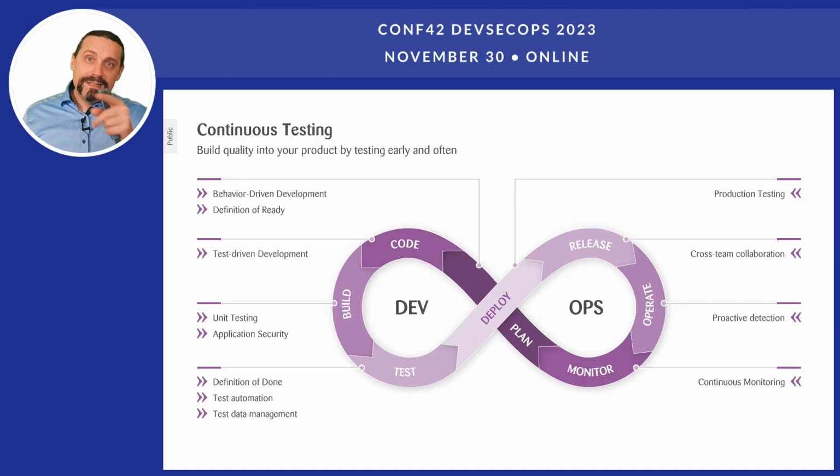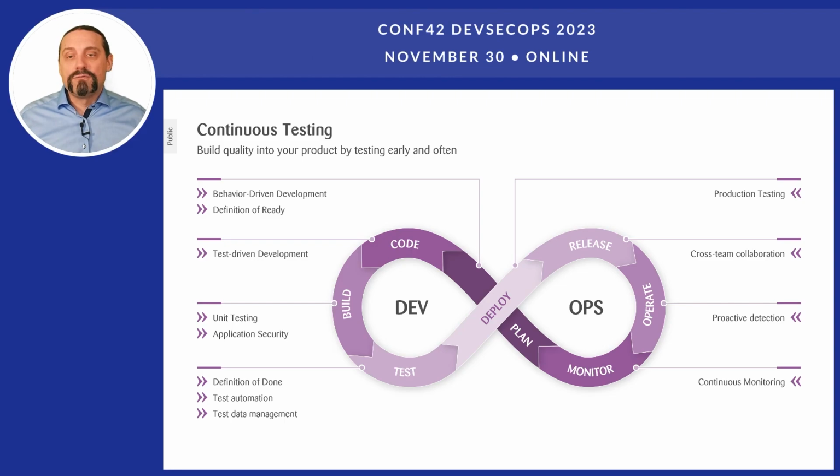Again, when we go into our infinity symbol of DevOps, this means that in the planning we are doing behavior-driven development. So we specify our acceptance criteria already in a form which is testable. Of course, definition of ready is very important in that case.